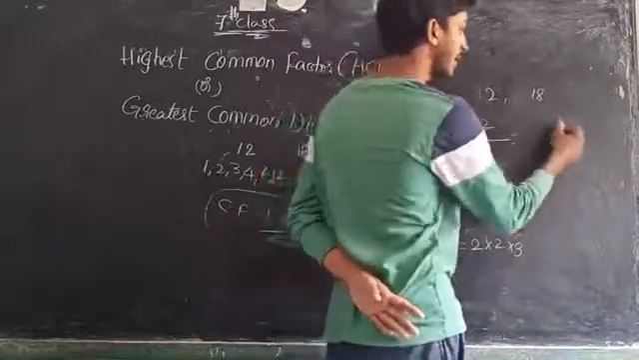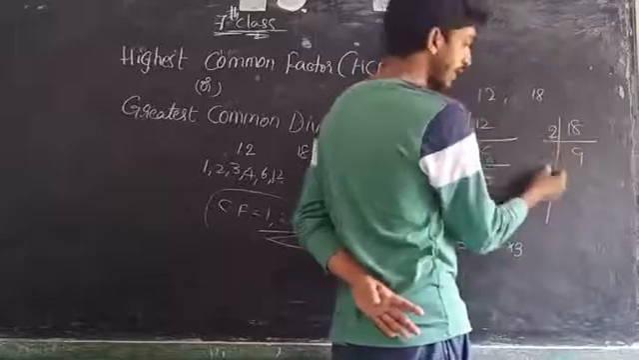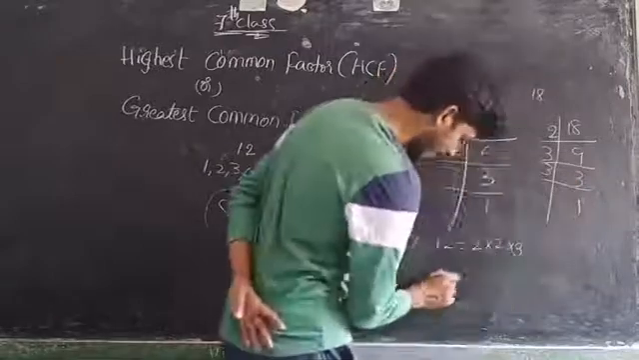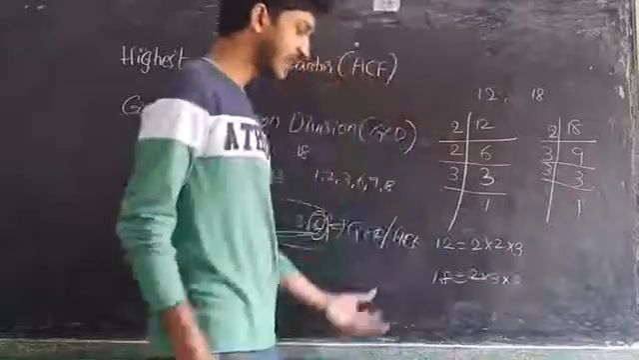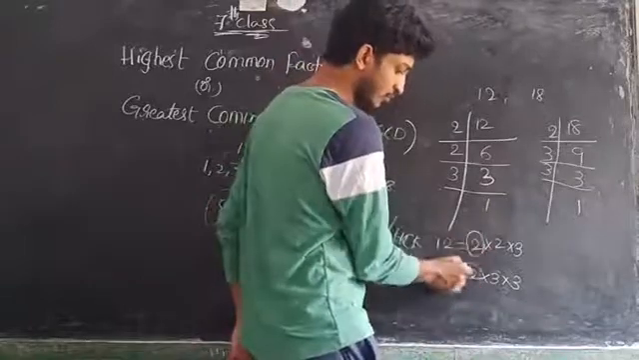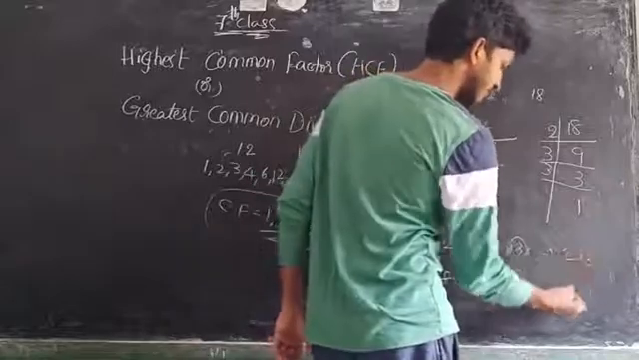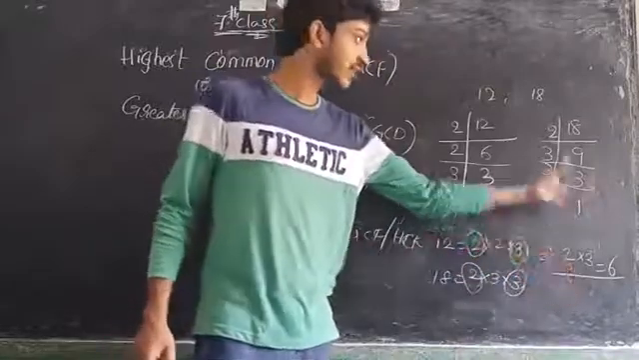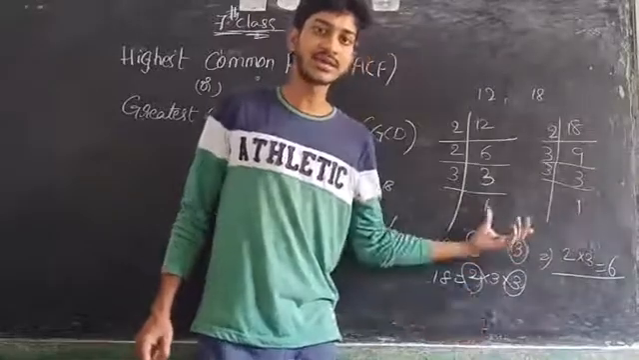Okay, now I am taking 18. 2 times, 2 nines are 18, 9 times. And in 3 table, 3 times, again 3 table 1 time. So I am writing 18 as 2 into 3 into 3. See here, what are the common numbers? Here are 2, 2, 3, 3. So take this 2 into 3, 6. 6 is the HCF for 12 and 18. In this way we have to find the HCF for the given numbers.